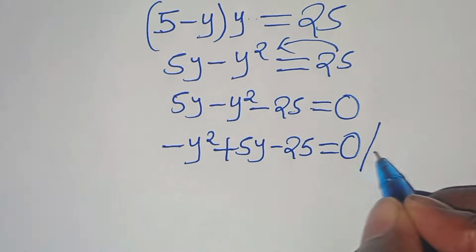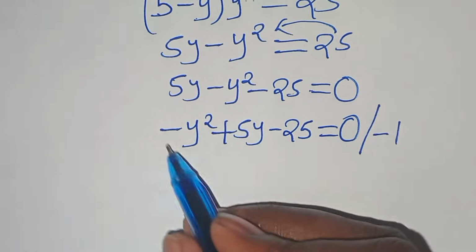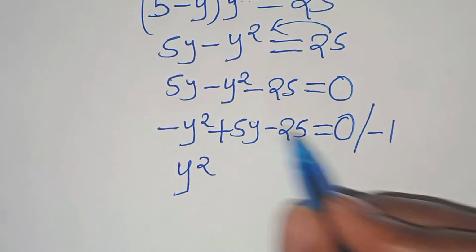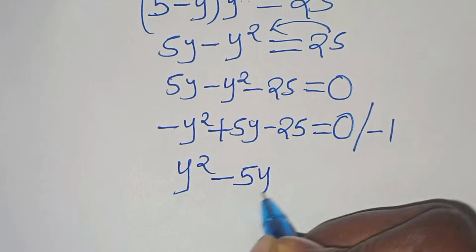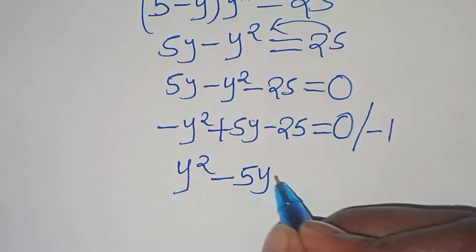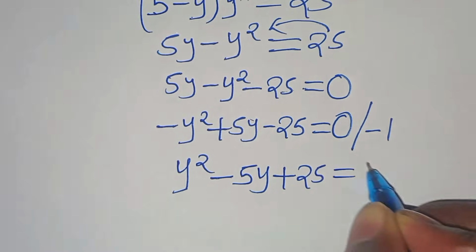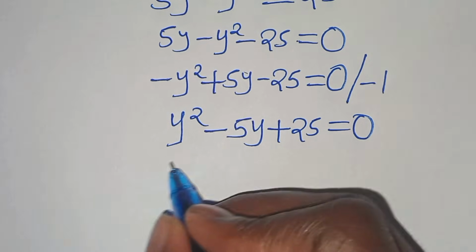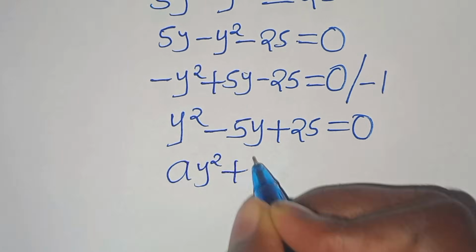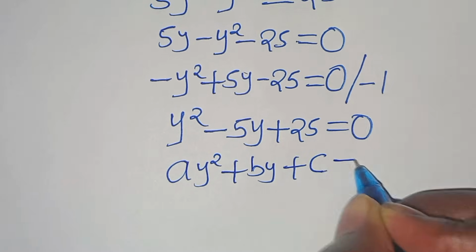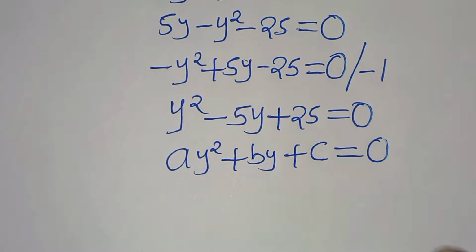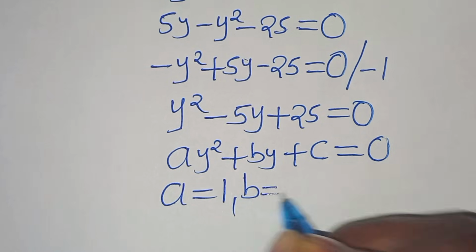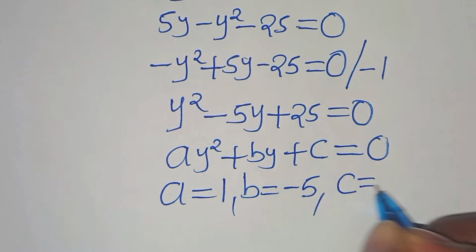So let's divide both sides by minus 1 so that we have minus y squared divided by minus 1, this is y squared, then plus 5y divided by minus 1, this is minus 5y, minus 25 divided by minus 1, that is plus 25. This is equal to 0. Now, this is a quadratic equation of the form ay squared plus by plus c. This is equal to 0. From this quadratic equation, we have a is equal to 1, b is equal to minus 5, and c is equal to 25.